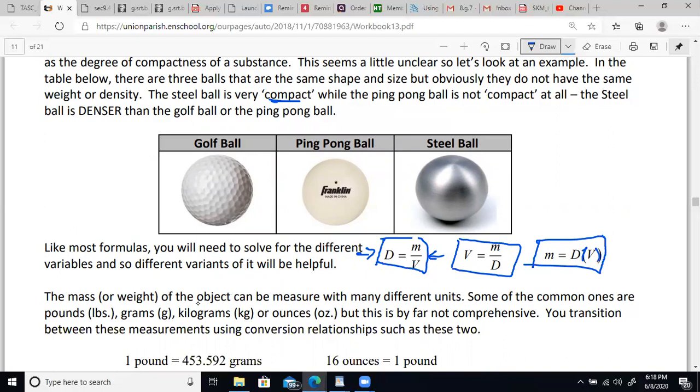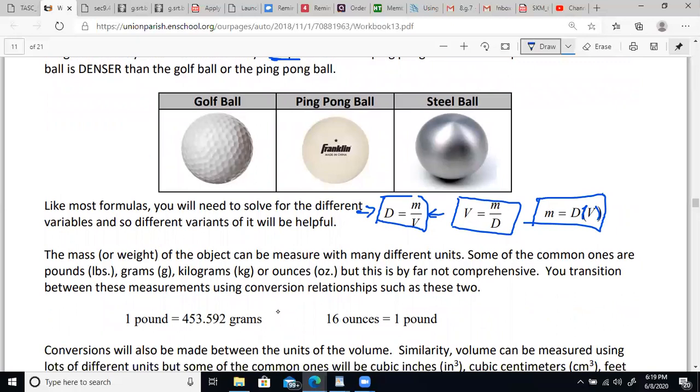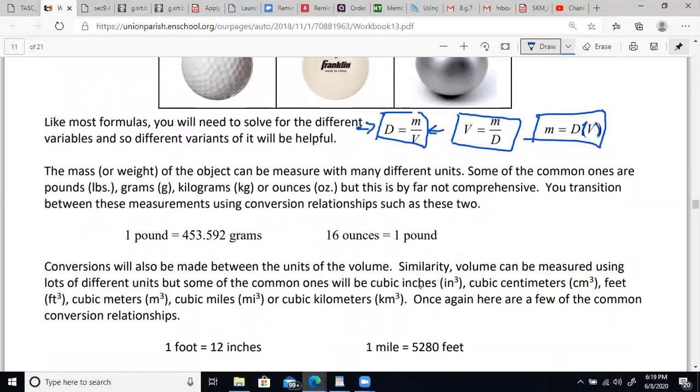A couple things here. Mass can be measured with different units. We measure things in the United States with pounds. Other countries may use grams, kilograms. We use ounces sometimes. It says not comprehensive. There are many different units you use to show mass or weight. A couple things they point out, you don't actually have to know this. It might be good to know 16 ounces in a pound, because that's pretty common here in the United States. But to know that a pound is 453.592 grams, I didn't even know that. So I guarantee they won't require you to know that.